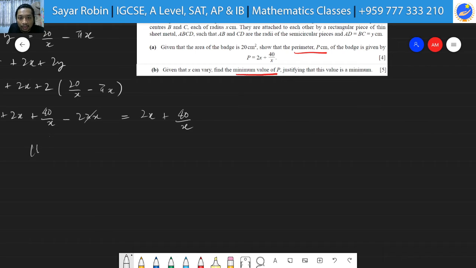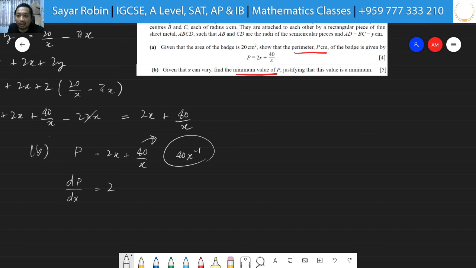Therefore, for part B, I'm going to copy the function first. P is equal to 2x plus 40 over x. First of all, we are going to do the first derivative. Therefore, dP over dx for this function equals 2, and then 40 over x. See it in your eyes as 40x to the power negative 1, right? You have to write it in this form, so that it's really easy to differentiate. Take down the power, so this is going to be negative 40, and then x to the power decreased by 1, which is negative 2.